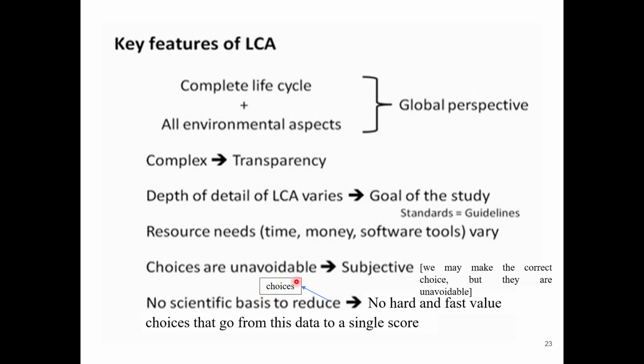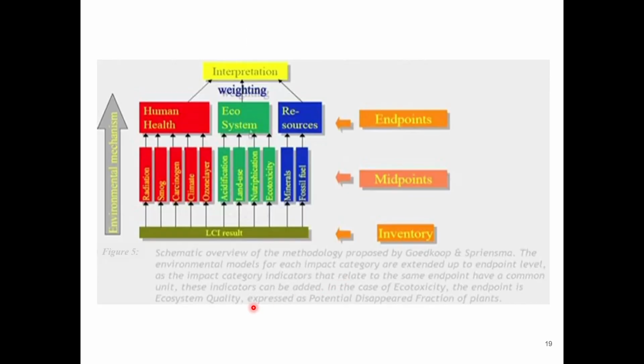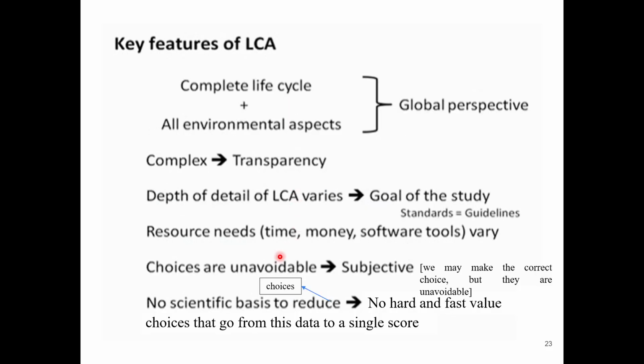And the choices are unavoidable. We have to take choices, and that is subjective. We have to find out which is required: which impact categories are required, which midpoints to consider, which endpoints to consider, which common units we have to consider, what weights we need to assign, as we discussed just before. All of this is subjective. So choices are unavoidable; we have to take choices.